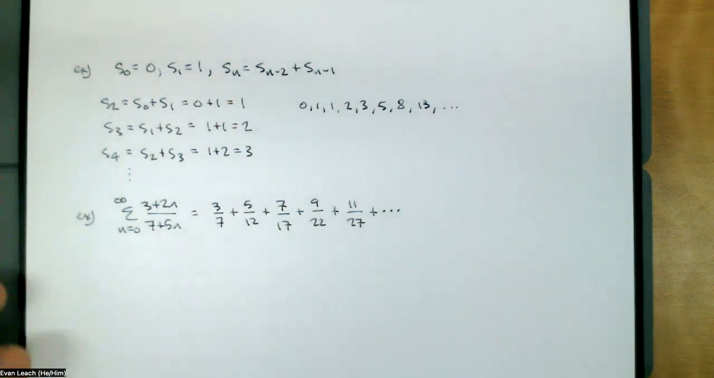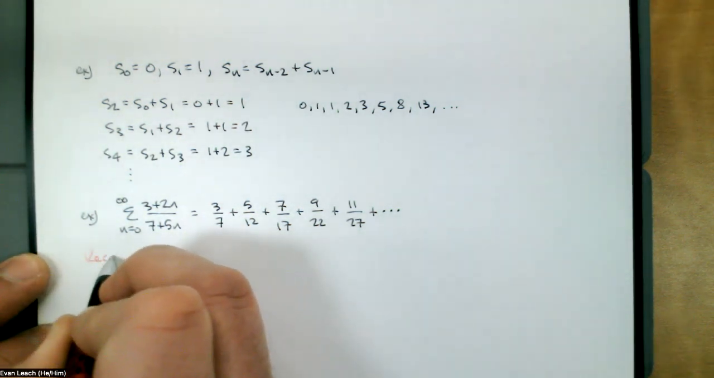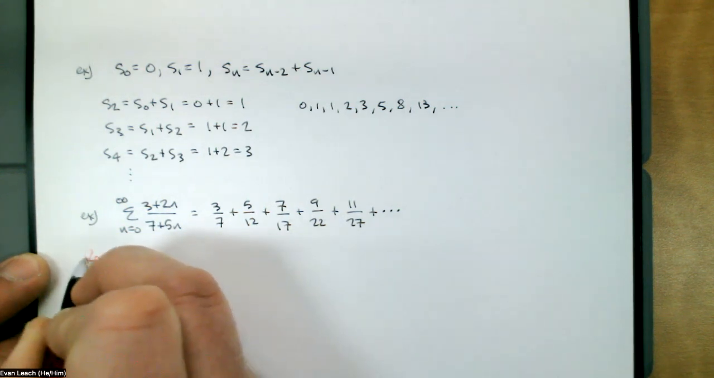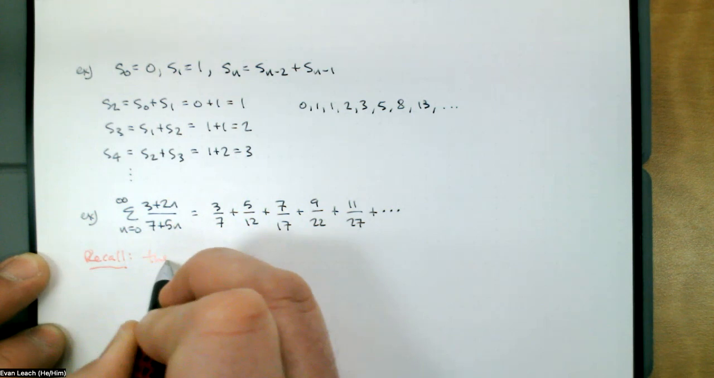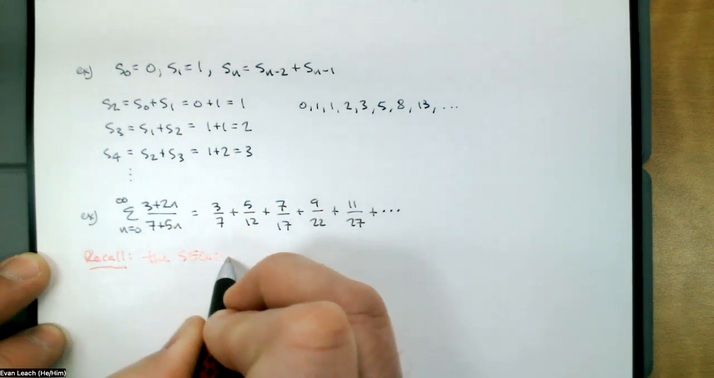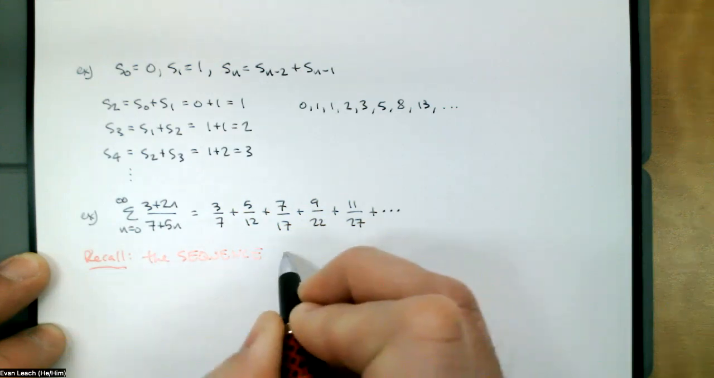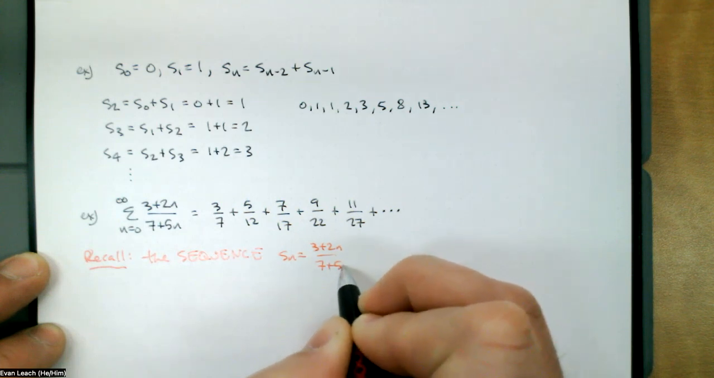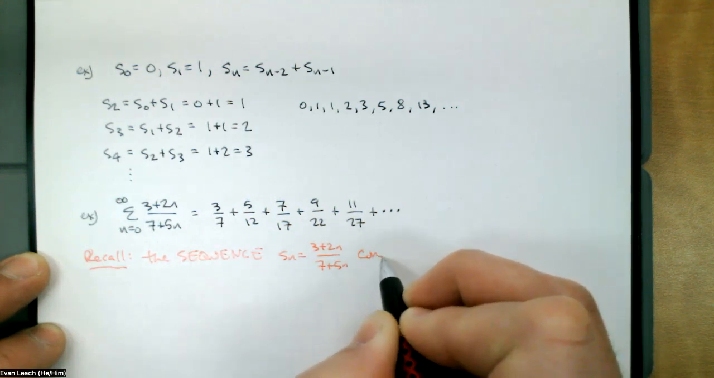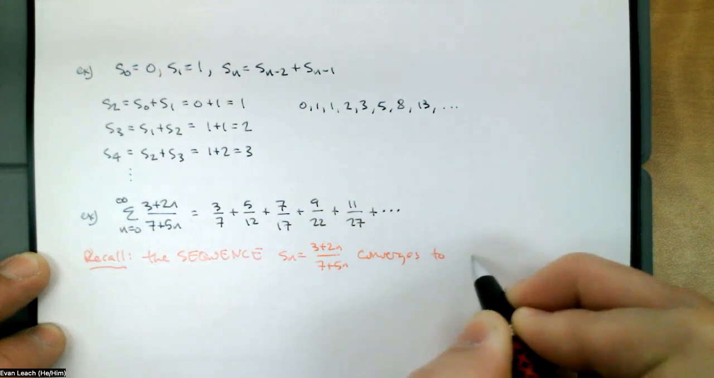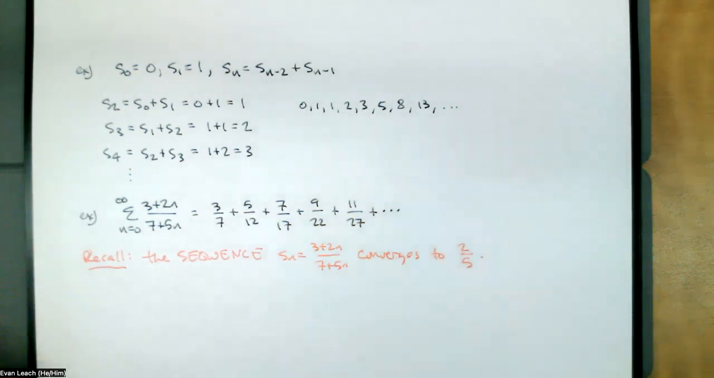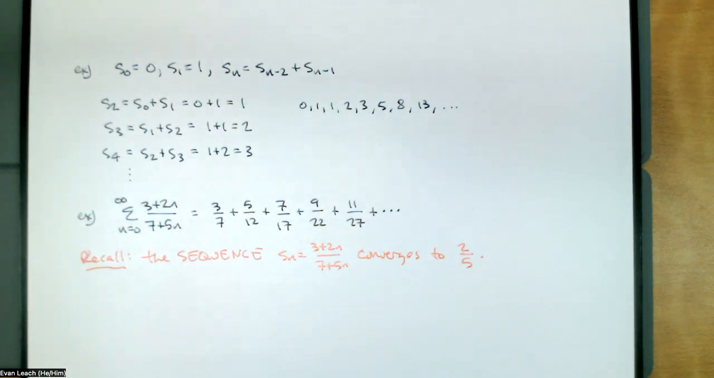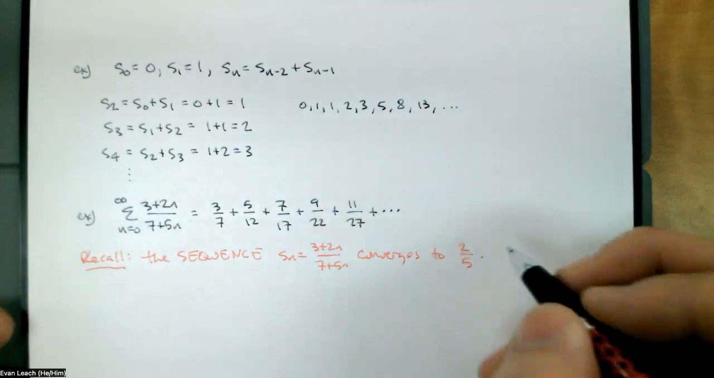So recall the sequence Sn equals 3 plus 2n over 7 plus 5n for n greater than 0 converges to 2/5, since the limit as n approaches infinity is 2/5.